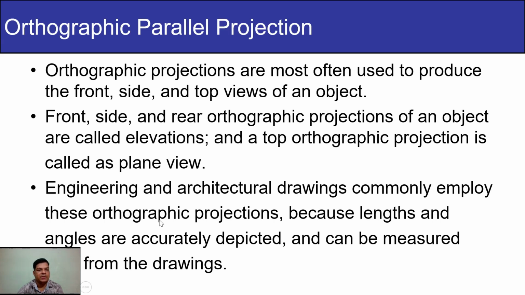Engineering and architectural drawings commonly employ these orthographic parallel projections because lengths and angles are accurately depicted and can be measured from the drawings. So parallel projection is normally used in engineering and architectural drawings because we are able to calculate exactly what the figure dimensions are, so that we have a good idea about the picture or image that we have drawn on paper.